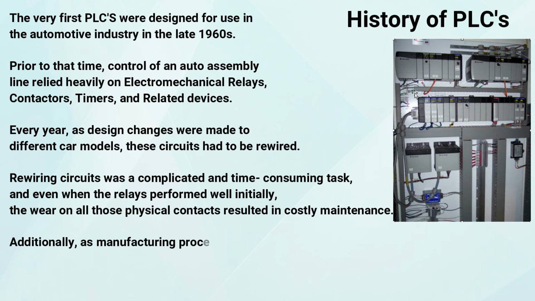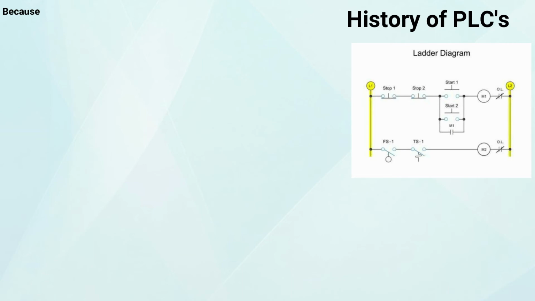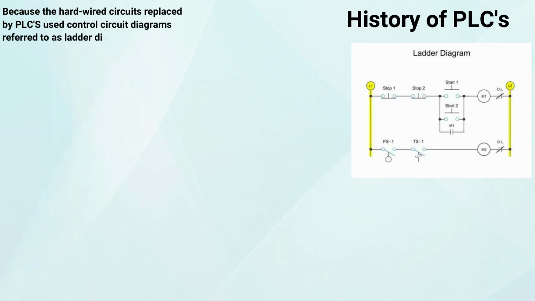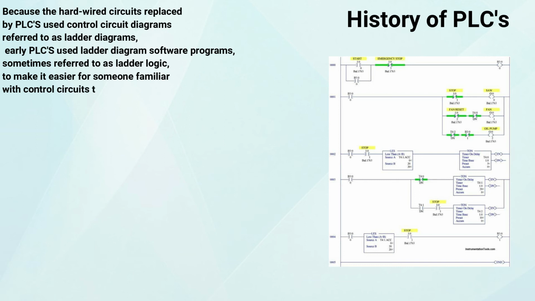Additionally, as manufacturing processes became more and more complicated, more relay circuits were needed. This resulted in even greater cost and complexity. Because the hardwired circuits replaced by PLCs used control circuit diagrams referred to as ladder diagrams, early PLCs used ladder diagram software programs, sometimes referred to as ladder logic, to make it easier for someone familiar with control circuits to program a PLC. Unfortunately, every PLC manufacturer had its own version of ladder diagram programming.